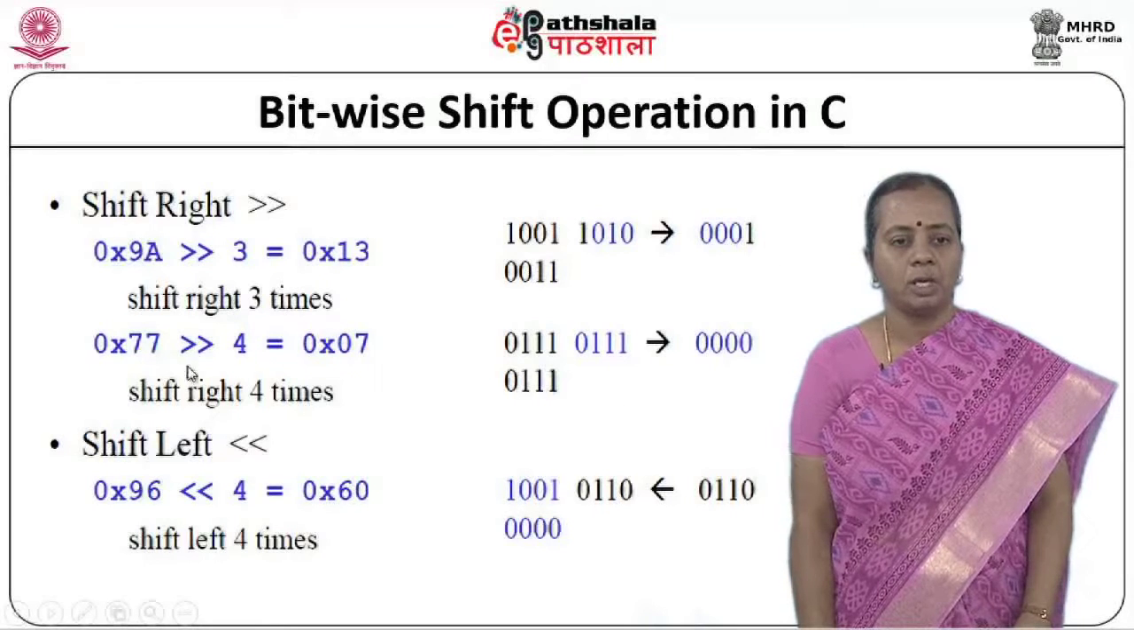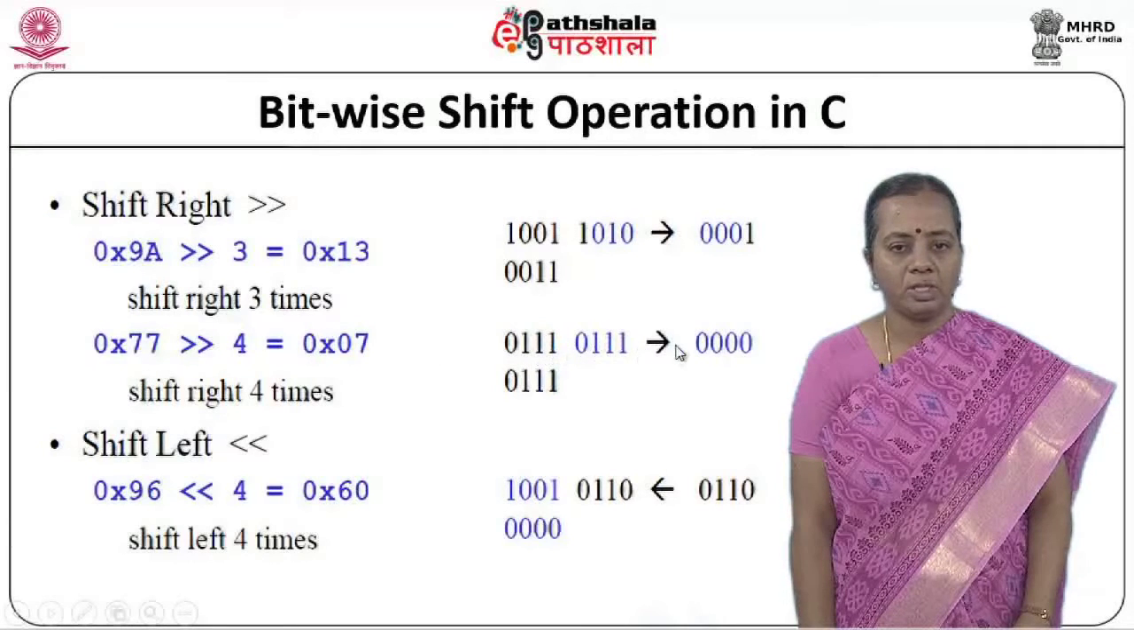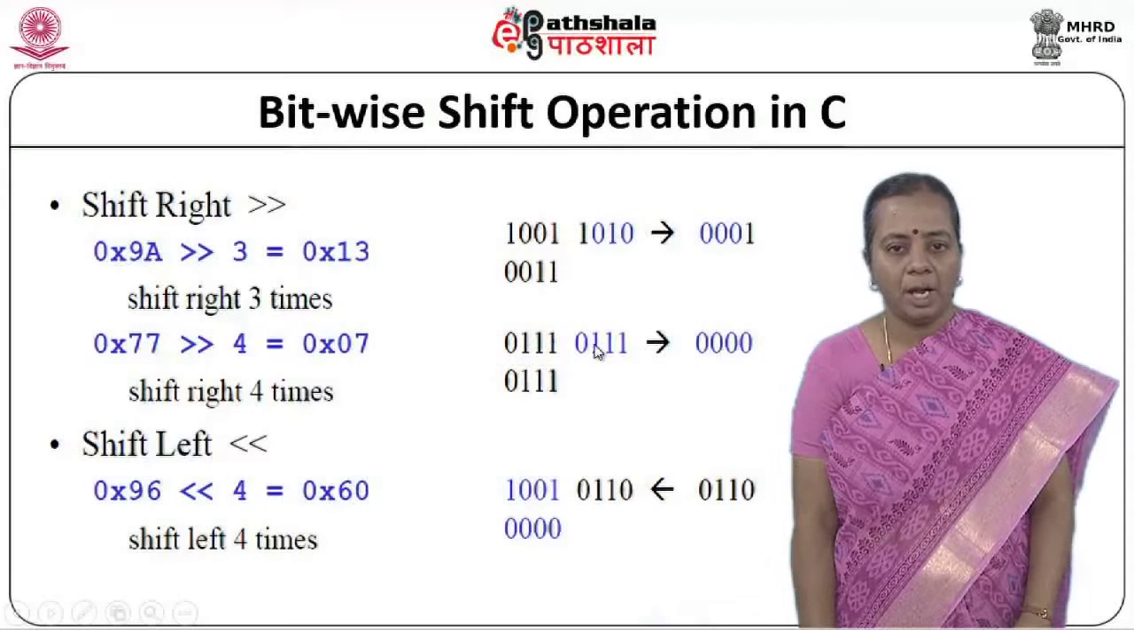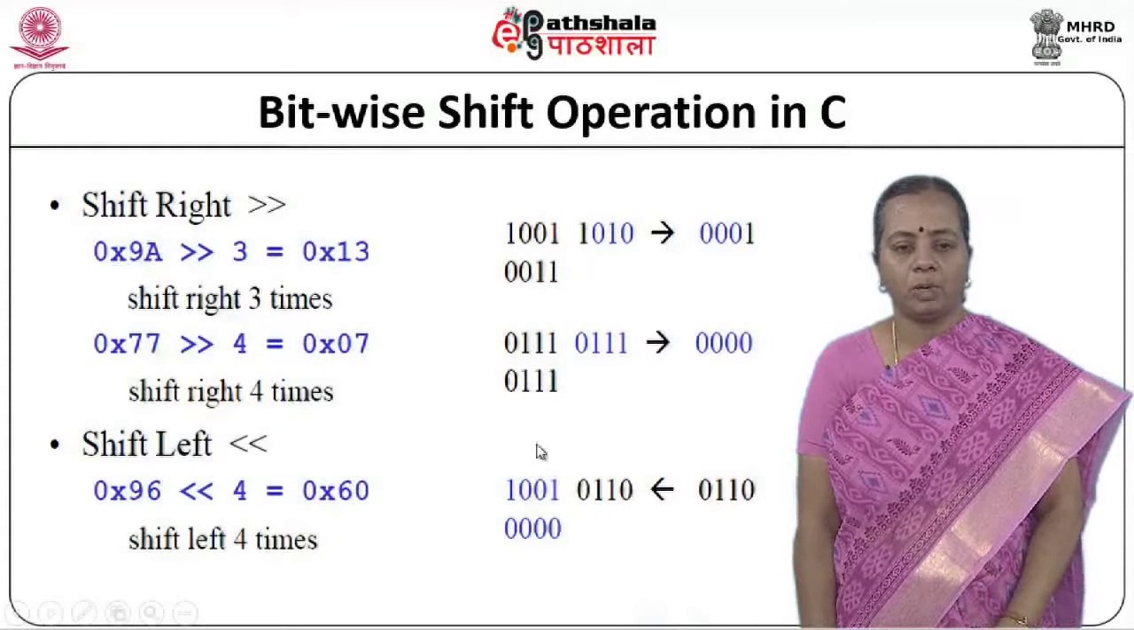Now, when I am looking at shift right by 4 positions, you just see that 7 is nothing but 0111, 0111, shifting right by 4 positions. So, 0 0 0 0, I am just moving it through this side. These 4 bits are zeros and this bit comes over here. So, you will be getting a value of 0 1 1 1.